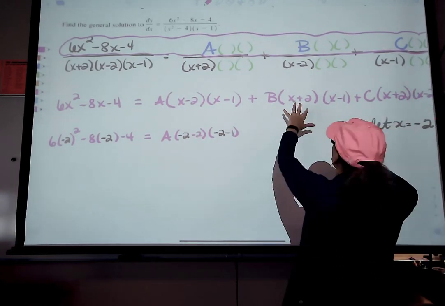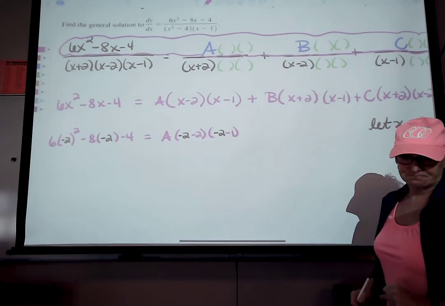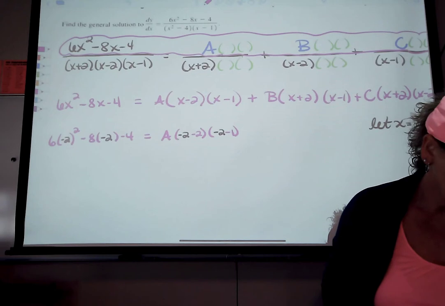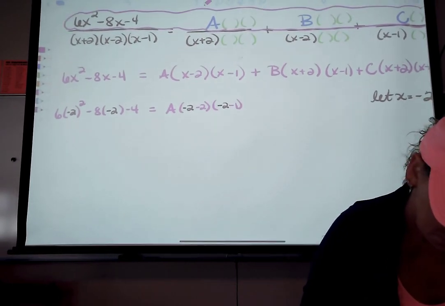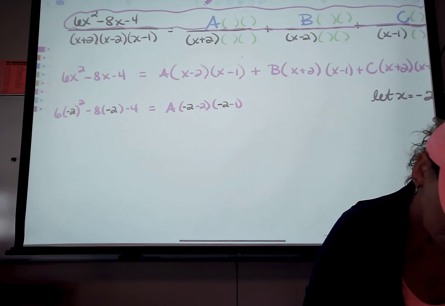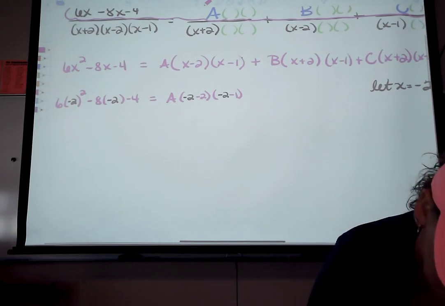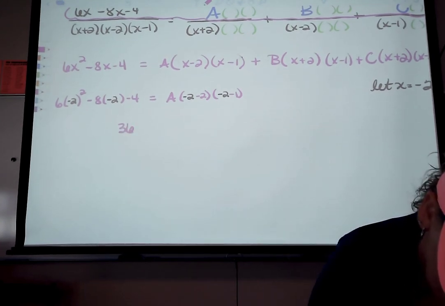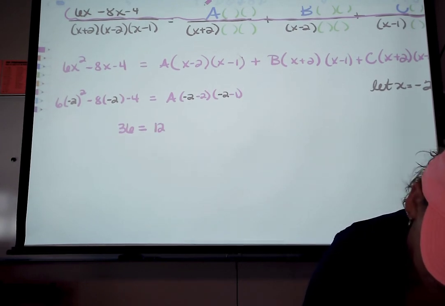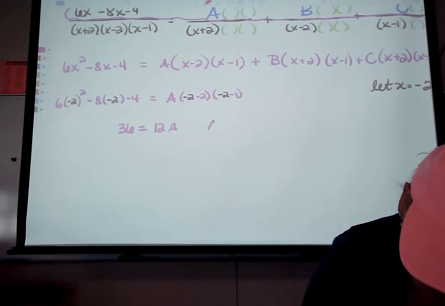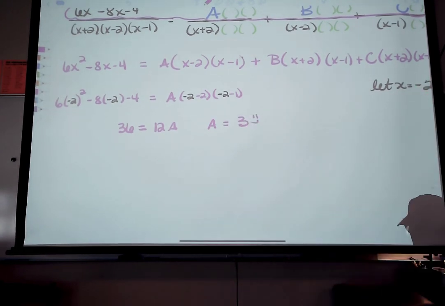I'm not even going to write these 2 because I know that negative 2 wipes them out. So I'll just stick with that. Positive 12. I got A to be 3.